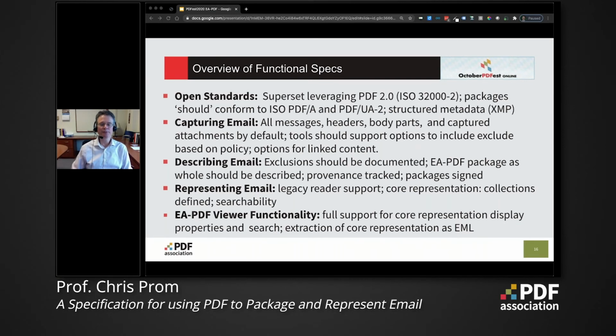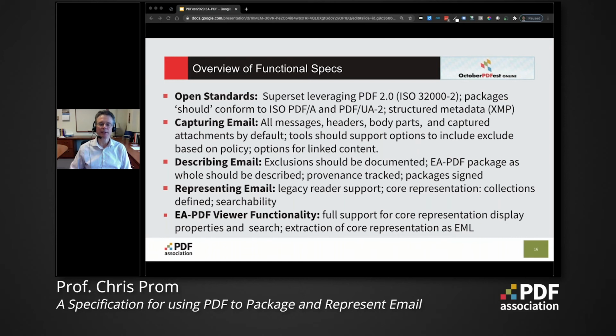Secondly, the functional specs lay out particular ways in which email messages should be captured. It specifies that anything from a single message to all of the messages in a folder or account might be captured into a PDF file or set of files, specifies that header metadata should be written into appropriate XMP metadata, specifies the particular elements of header metadata that should be or might be written into the visible portions of the file, and ways in which body parts should be represented.